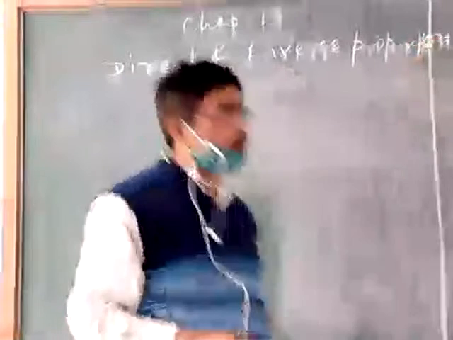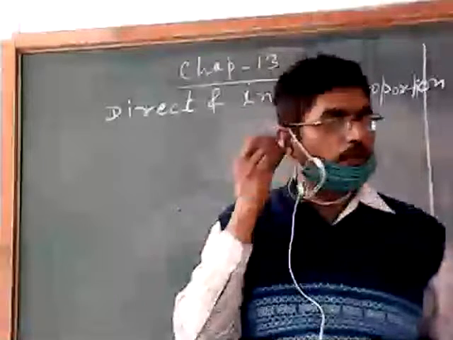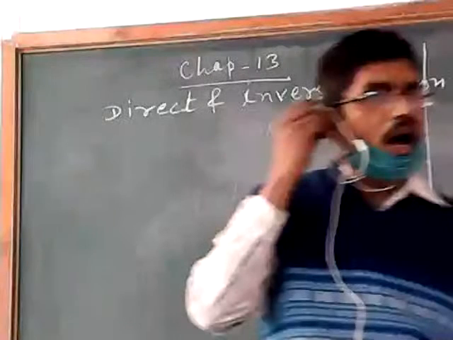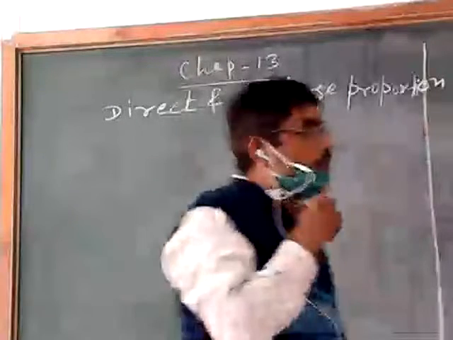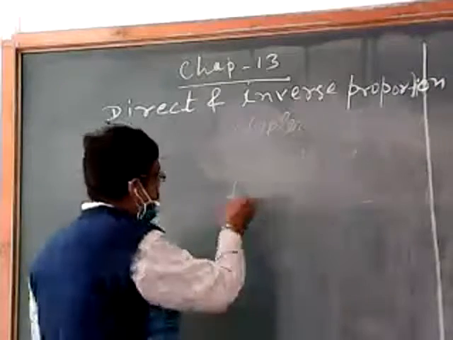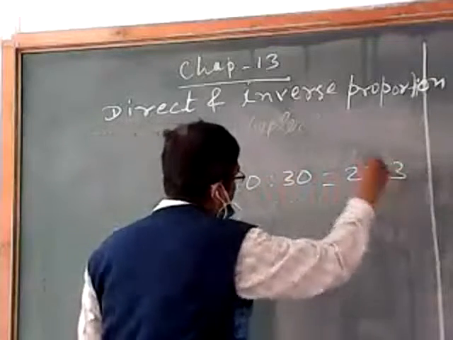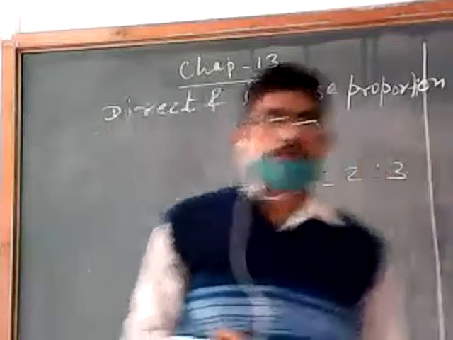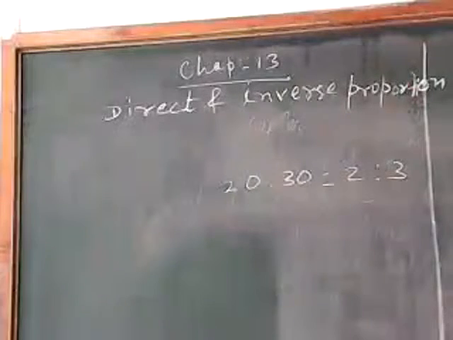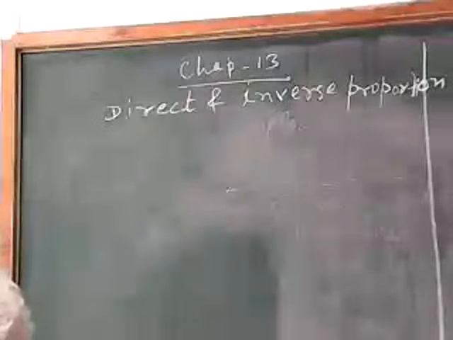So, students, all of you know the proportion. Ratio and proportion you learned in 6th class. Two ratios are said to be in proportion when they are equal. So, if 20 ratio 30 is equal to 2 ratio 3, then we say that these are in proportion. Now, the new thing is related to variables, direct and inverse proportion.